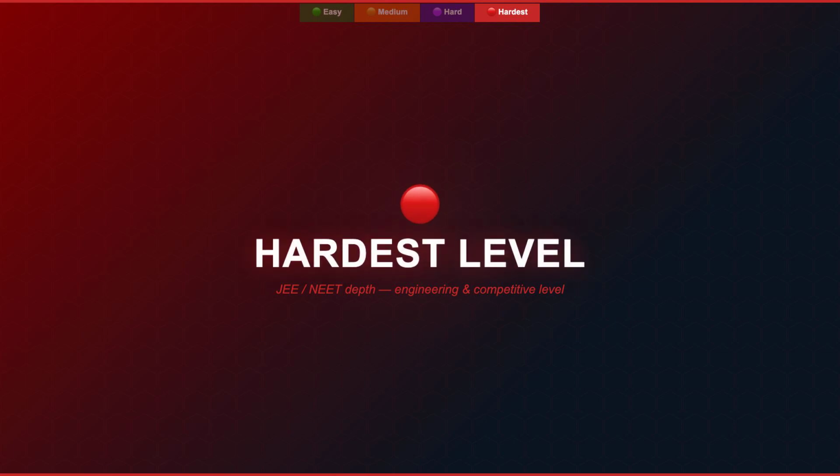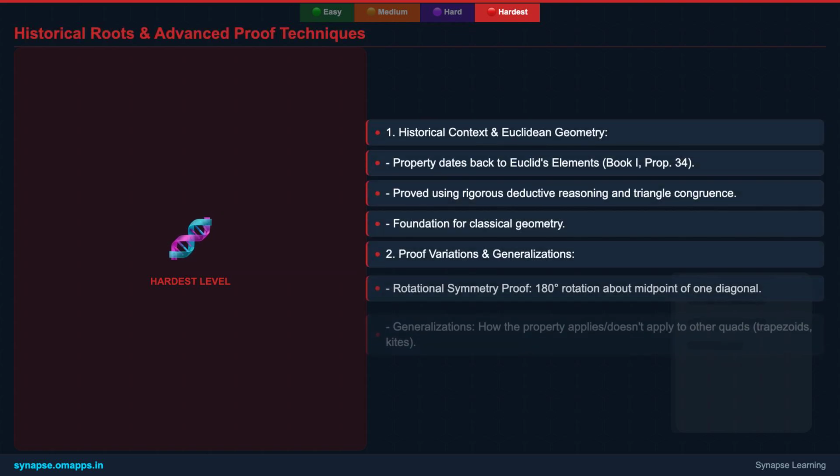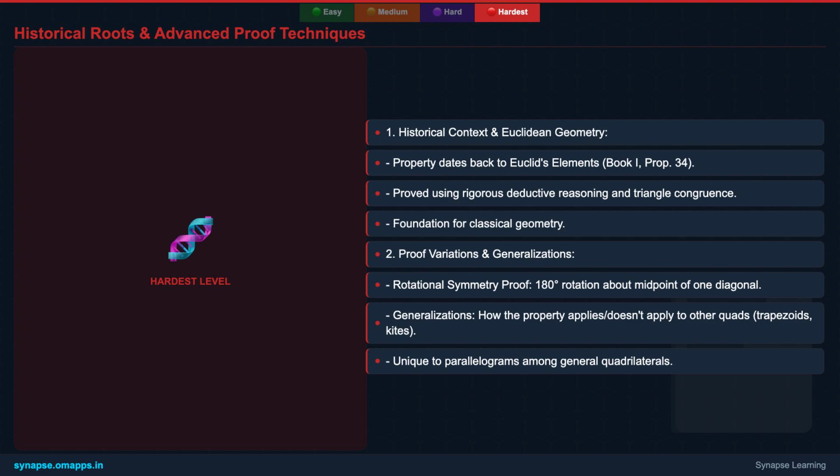Here, we'll explore the historical roots, advanced applications, and competitive insights of this fundamental property. The diagonal bisection property isn't just a modern concept. It's deeply rooted in classical Euclidean geometry, dating back over 2 millennia. Euclid's Elements, a foundational text, rigorously proved this theorem using only basic postulates and previously established theorems, primarily relying on triangle congruence. This shows the remarkable consistency and timelessness of geometric principles.